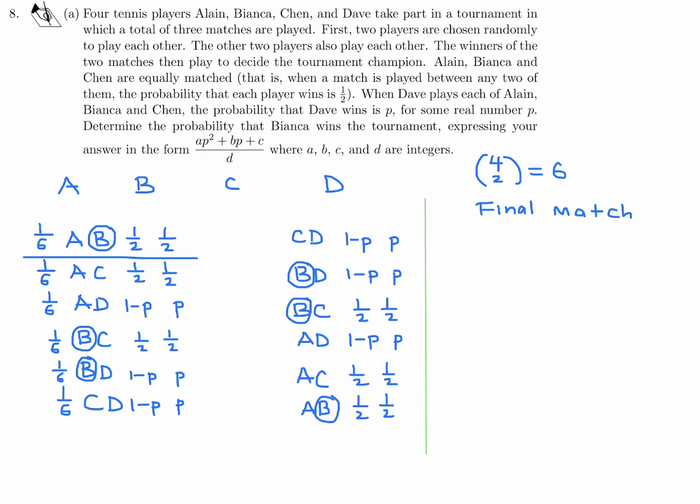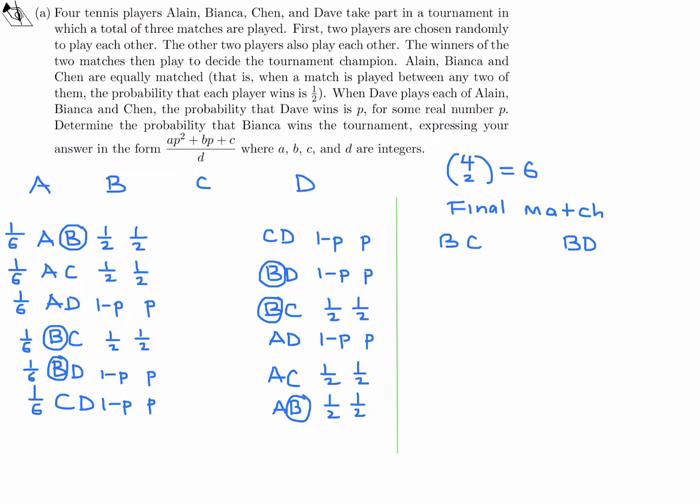So for this first scenario, the final match could be either B against C, or it could be B against D. And similarly, in this one, the final match could be either B against A or B against C. And in a very similar way, BA, BD, BA here or BD. Let's see here, BA or BC. Those are the final matches. And BC and BD. All right.